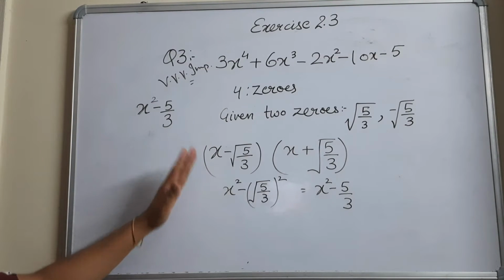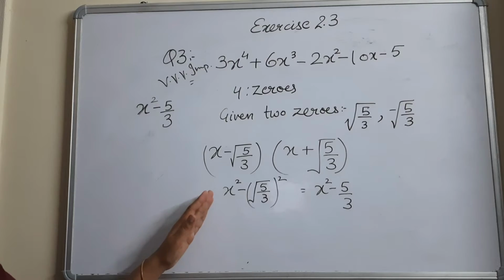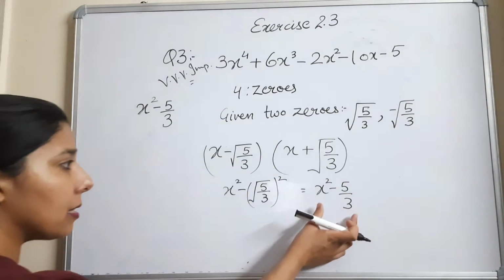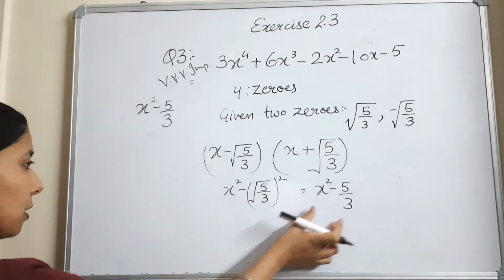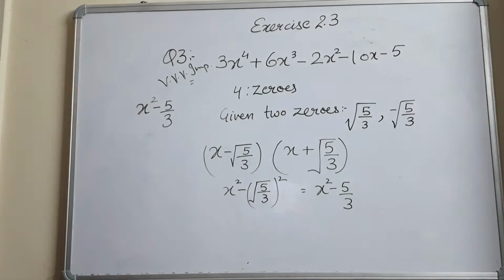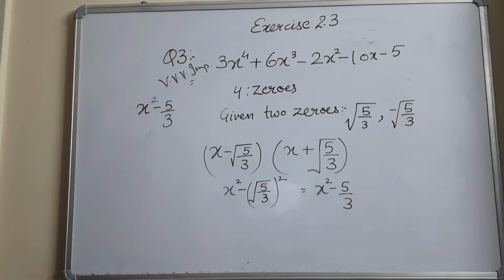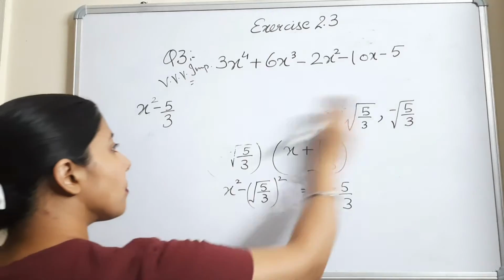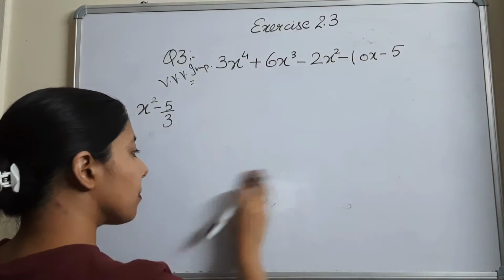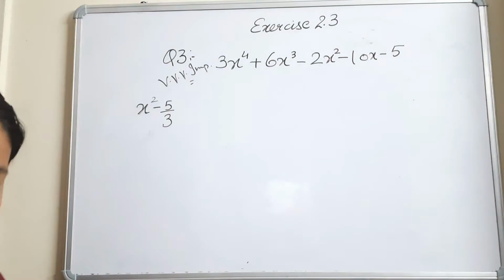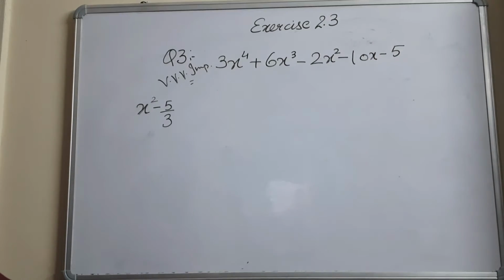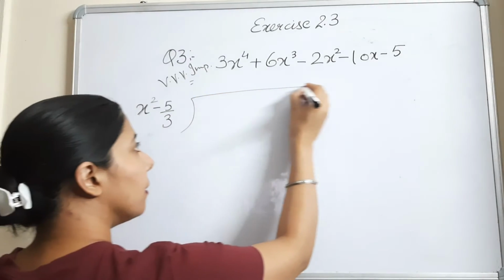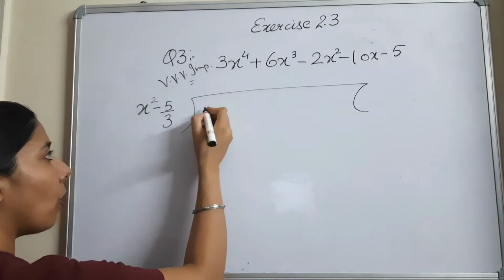Now we will proceed to the second part of the solution of this question. So note down the first part and keep this x square minus 5 by 3 preserved here. We will be using this for solving the question further. Now divide this polynomial by this factor.